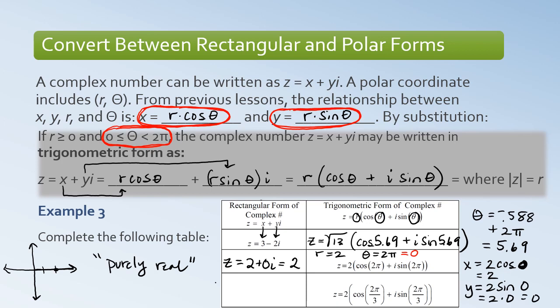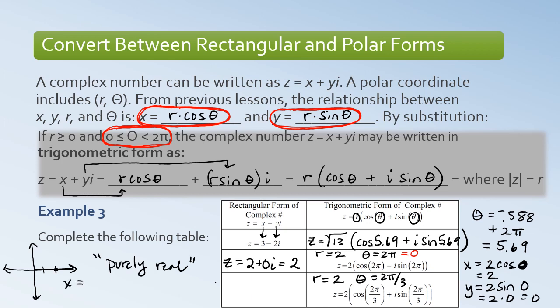In this one, with a cosine and a sine of 2 pi over 3, we know that we're not sitting right on one of the axes. My radius is still 2, but my theta is 2 pi over 3. Pause the video for a second and see if you can determine what is x and what is y.